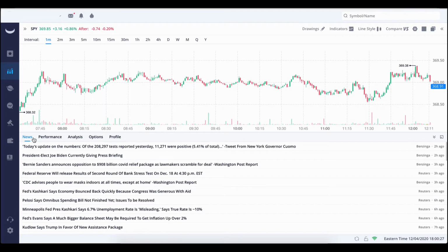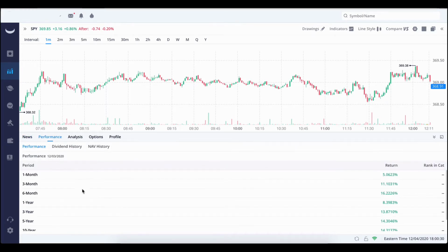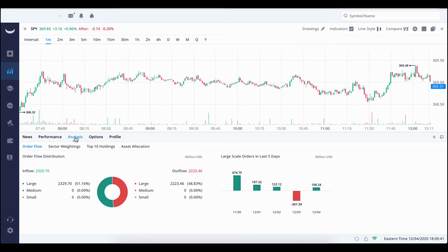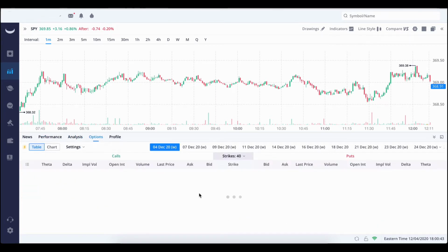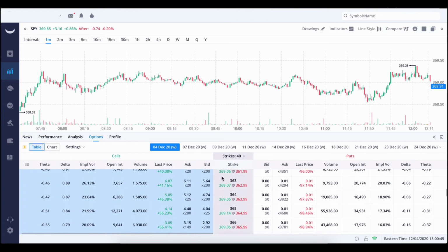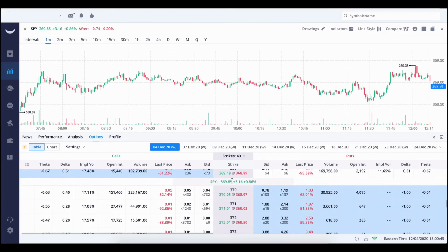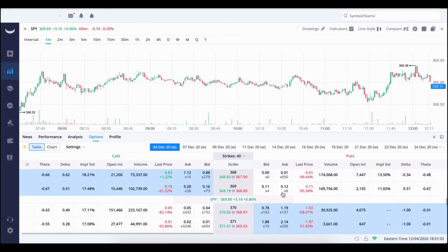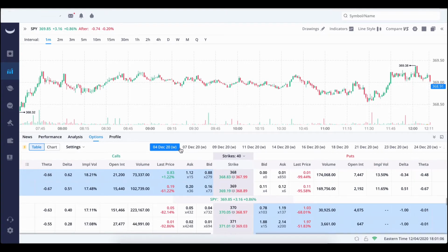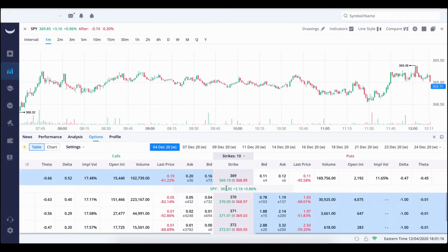Any news related to it. Performance wise, I guess. I don't really use this myself. An overview of order flow. Options, to trade options. This is why I really love Webull, and we will go into options on Webull for advanced people to explain what you're looking at here, the expiration dates, how many prices do you want to see, your strike prices, what does this mean, how you can customize it. This will be in the next video on options, all dedicated towards it.